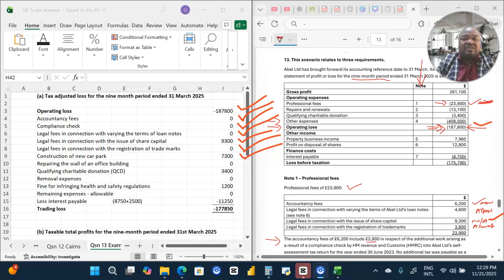Repairing the wall of an office building, this one was allowed. We put a 0 there. Qualifying charitable donation, 3,400. Please take notice, we are adding back here. Why? Because we are still at tax adjusted loss computation. We are not at the total taxable profits computation. Is that clear? If the question was requiring you to do the TTP, you were supposed to adjust the qualifying charitable donation accordingly.